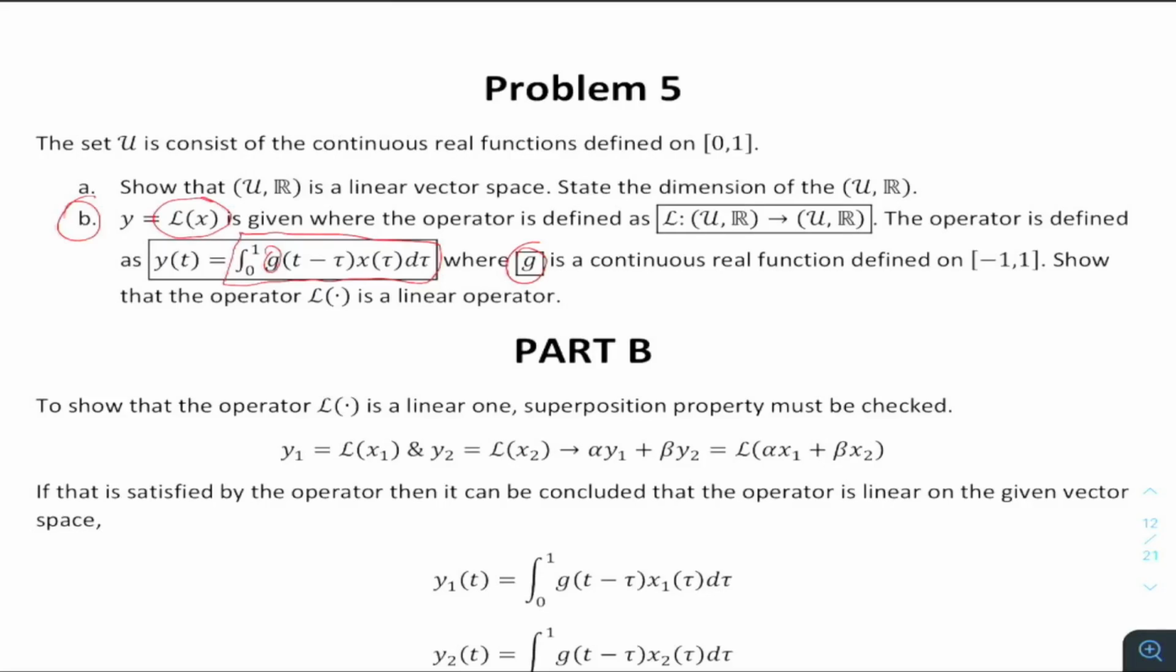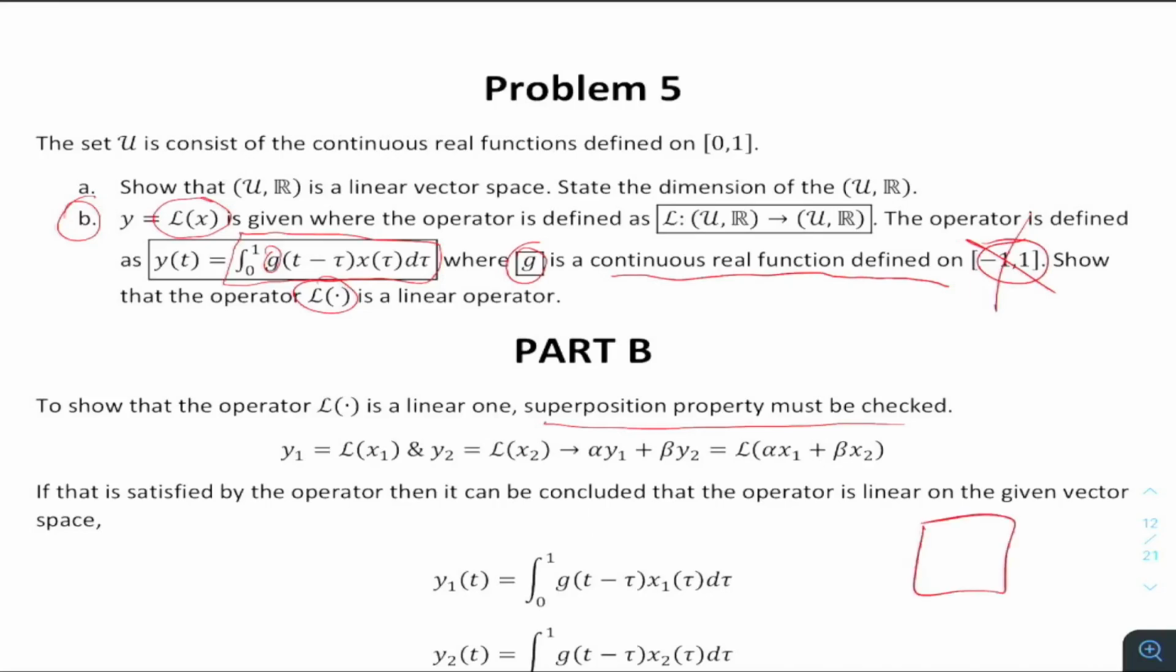And G is said to be continuous and real function defined on, right? They don't have to say that, but we can conclude that. And okay, so the problem is this: for the given L operator, determine if it is linear operator or not, right? So for a given operator to be a linear one, you need to show whether it satisfies the superposition property, right?